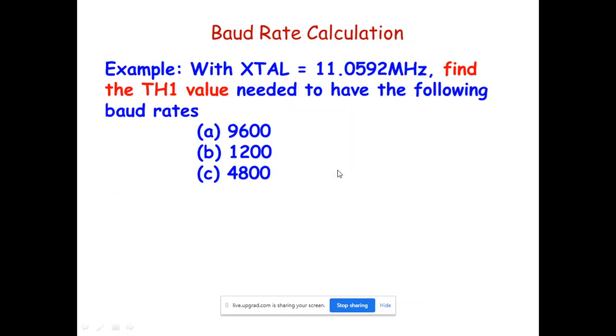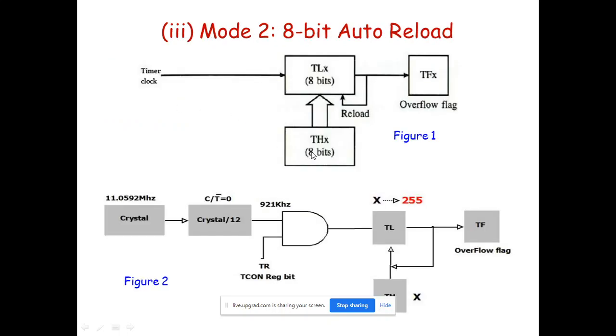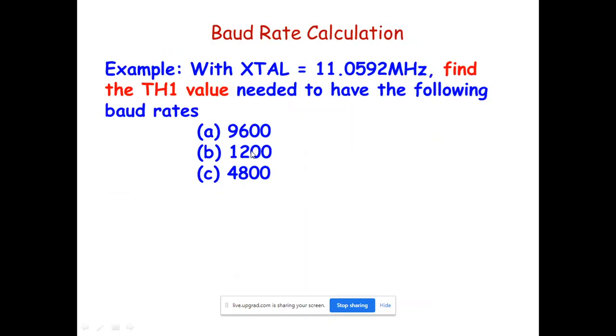Okay, then next example. We know that the crystal frequency of our practical kit is 11.0592 megahertz. Find the value you want to calculate for TH1, that is the initial value as per the baud rate. First time I want baud rate 9600, second time I want baud rate 1200, third time I want to change the baud rate to 4800. As per this requirement, I will calculate the TH1 value, and every time I will replace that value in the program to run the serial communication with a specific baud rate. Now we are doing this one by one.